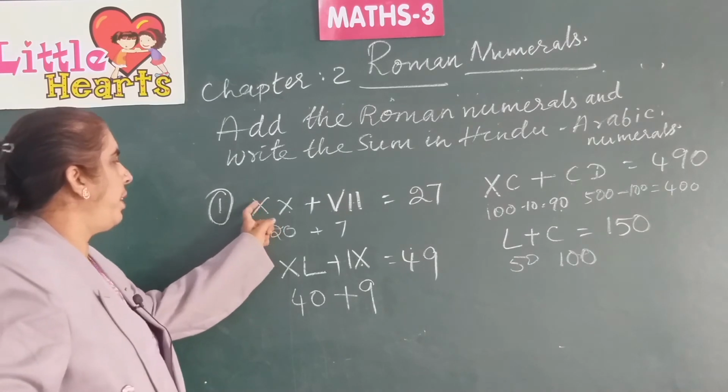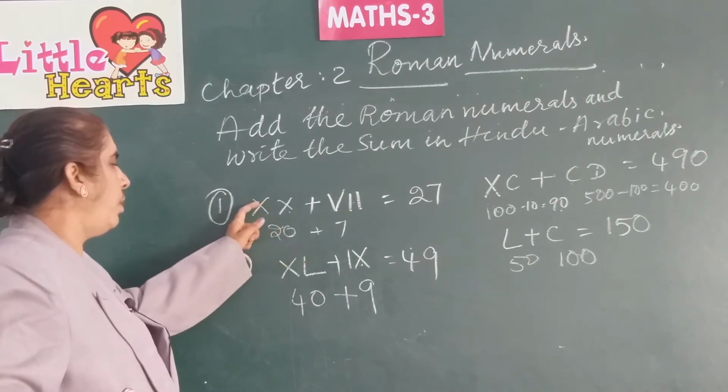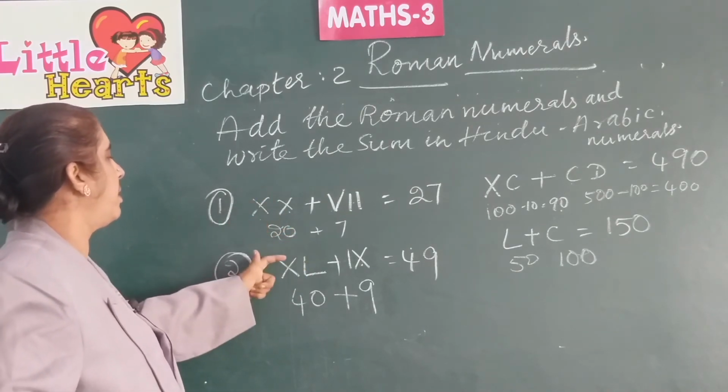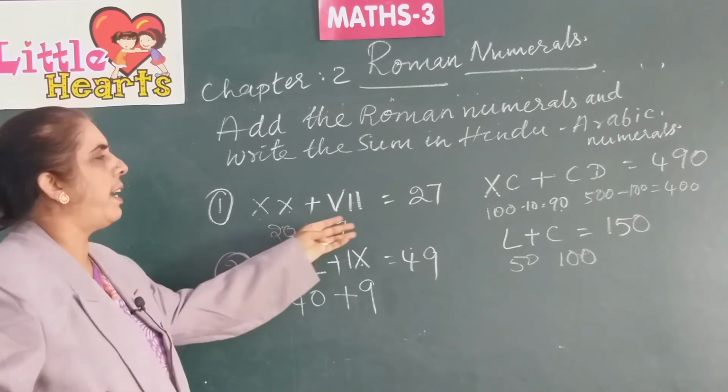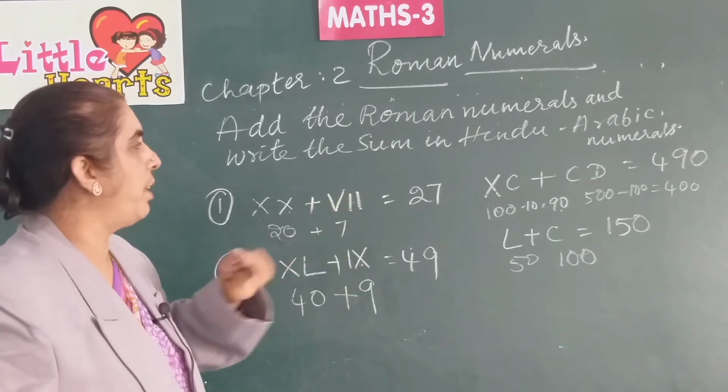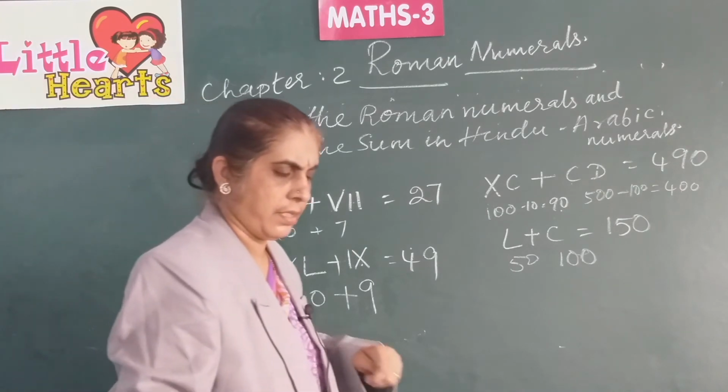So if you identify the Roman numerals according to the rules and change the Roman numerals into Hindu Arabic, you can easily add the numbers and write the sum in Hindu Arabic numerals.